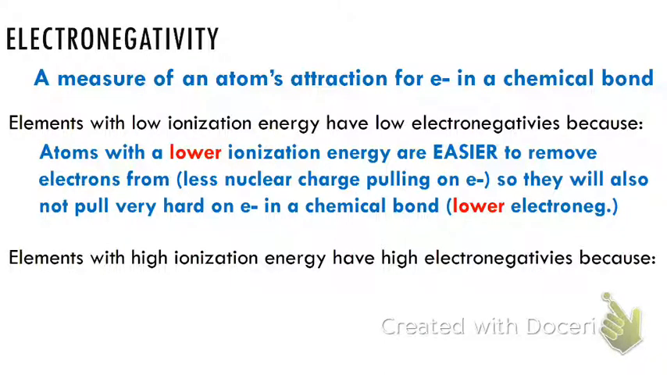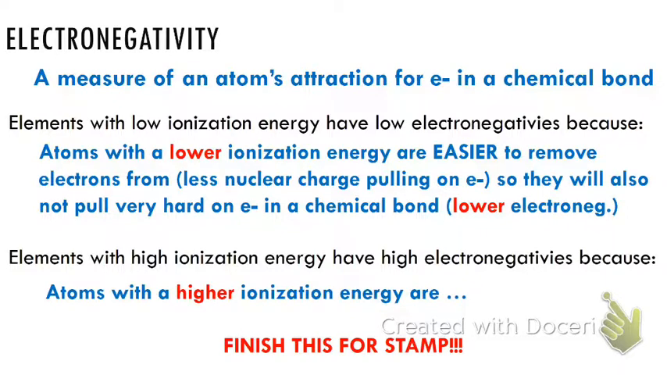So they're not going to be pulling very hard on electrons in the chemical bond either, which equates to a lower electronegativity. So these all come back to the electrons, and it's easy to kind of take it systematic. What is this? What does this mean? And how does this relate to what this other trend means? So I want you to try and do that for this next question.